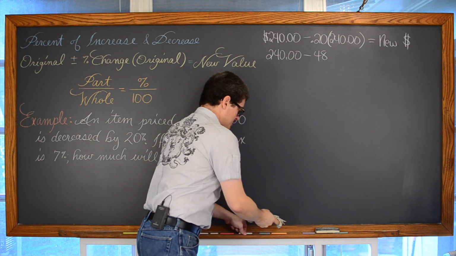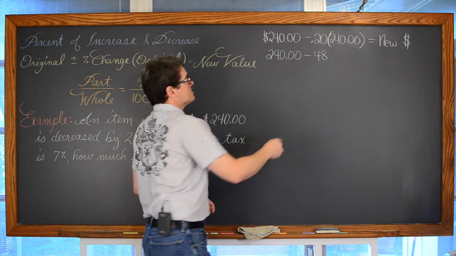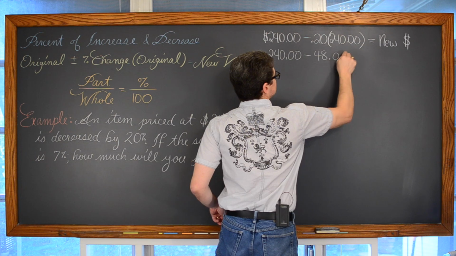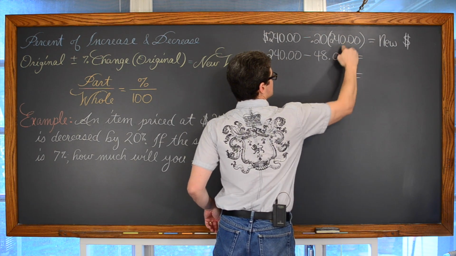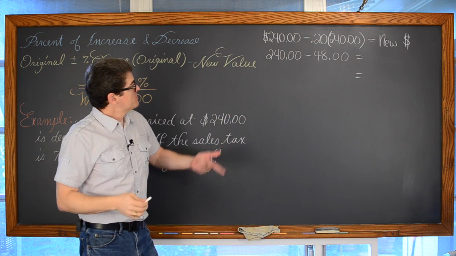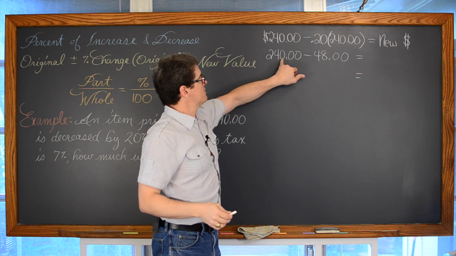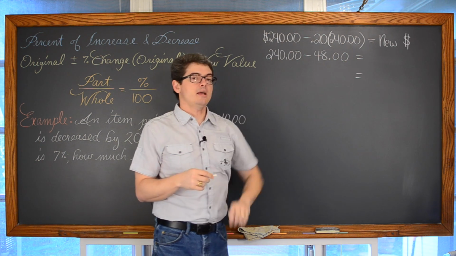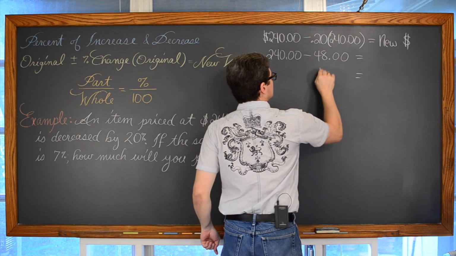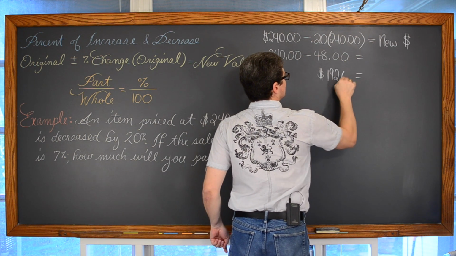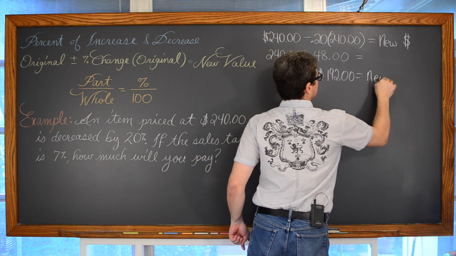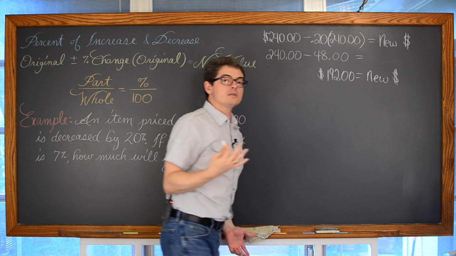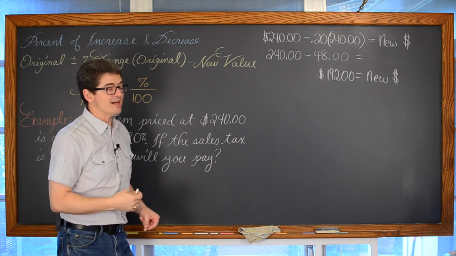And of course, this is a discount, so that's going to reduce the price. So just keeping the 2 zeros there because we're dealing with money. 240 minus 48. Well, 240 minus 40, just looking at the tens place, is 200. Minus 8 is 192. And that's the new cost of the item after the 20% discount has been applied.